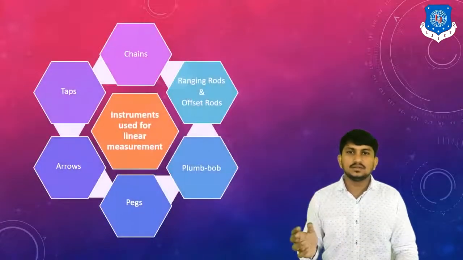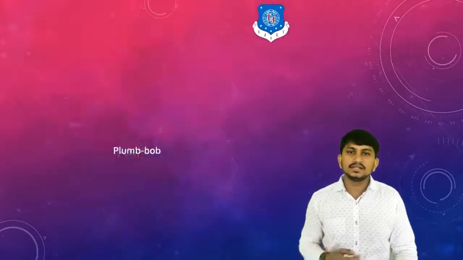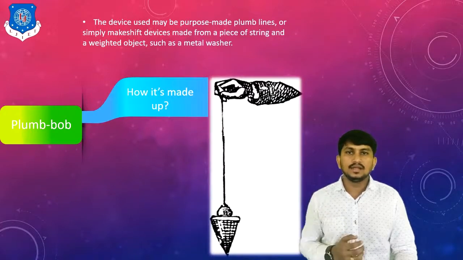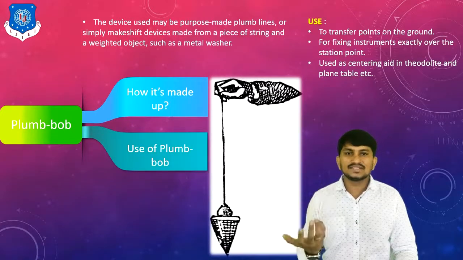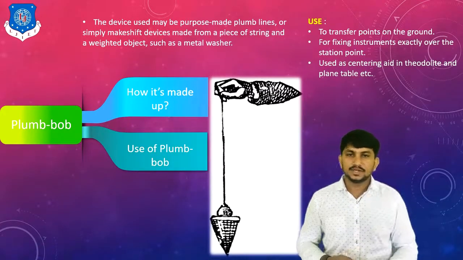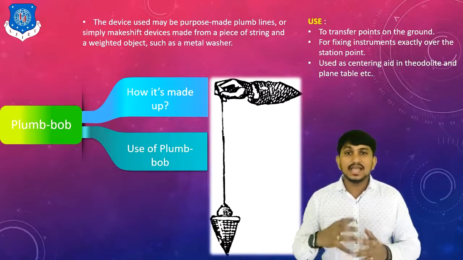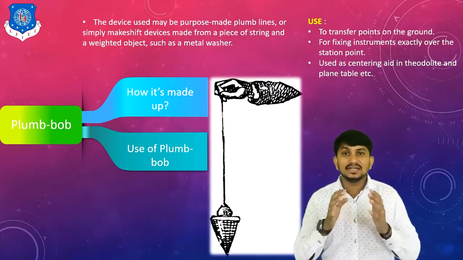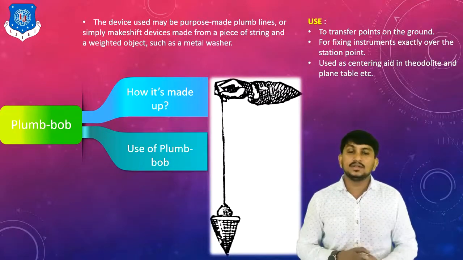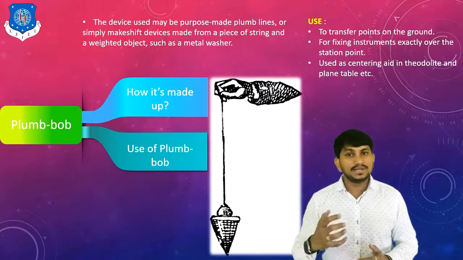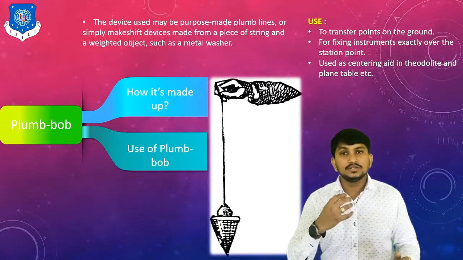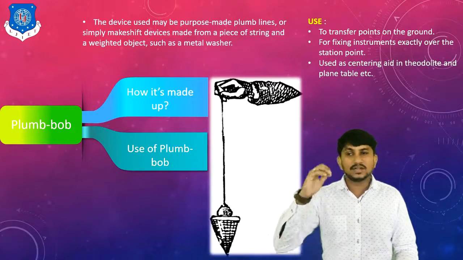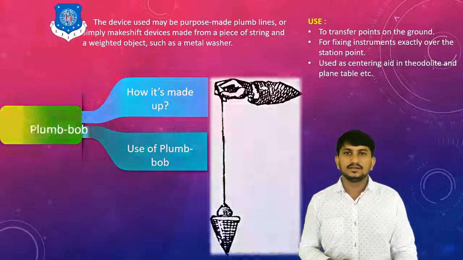Next instrument which is used in linear measurement is plumb bob. It is made of metal and it is used to transfer the points onto the ground. It is also used for fixing instruments exactly over the station point. And it is used as a centering aid or centering instrument in theodolite, in plane table, as well as in other stations. So it is mainly used for transferring the points onto the ground.